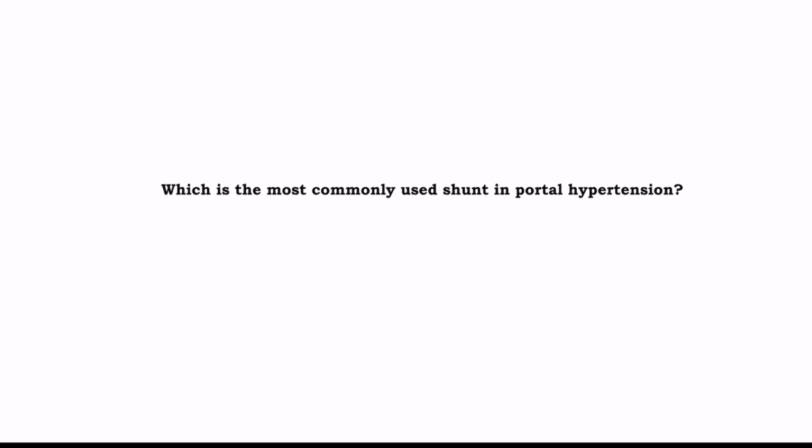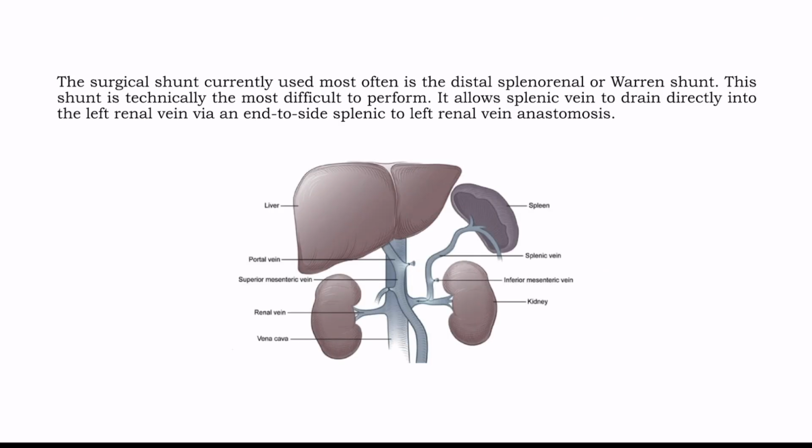Which is the most commonly used shunt in portal hypertension? The surgical shunt currently used most often is the distal splenorenal or Warren shunt. This shunt is technically the most difficult to perform. It allows the splenic vein to drain directly into the left renal vein via an end-to-side splenic to left renal vein anastomosis.